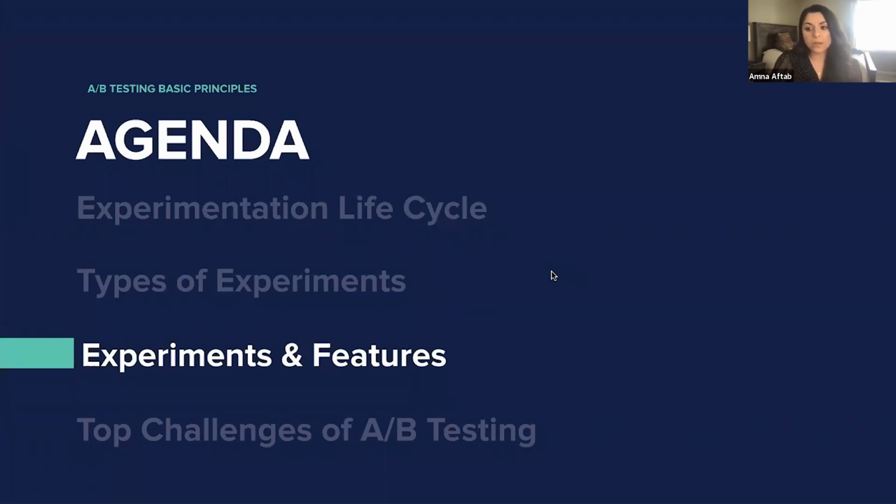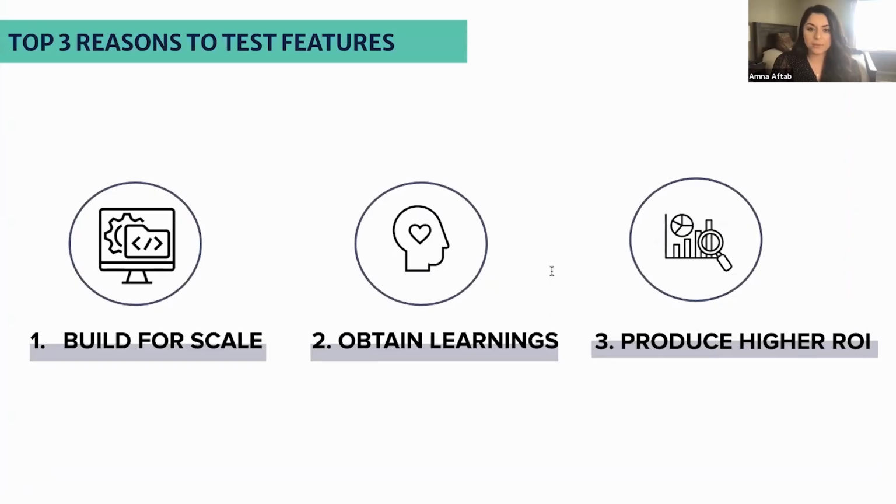We know the users want it. We know it's beneficial to the business in theory. Why wouldn't we just roll it out and have these extra steps in between that take us longer to get to 100% of our user base? And there's actually quite a few reasons why experimentation on features is incredibly valuable. And we're going to go ahead and discuss them right now.